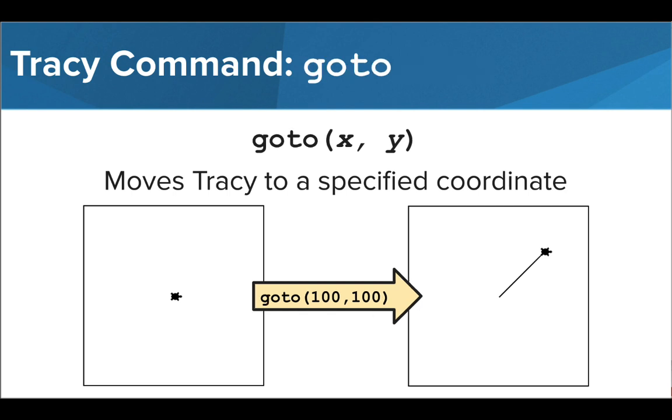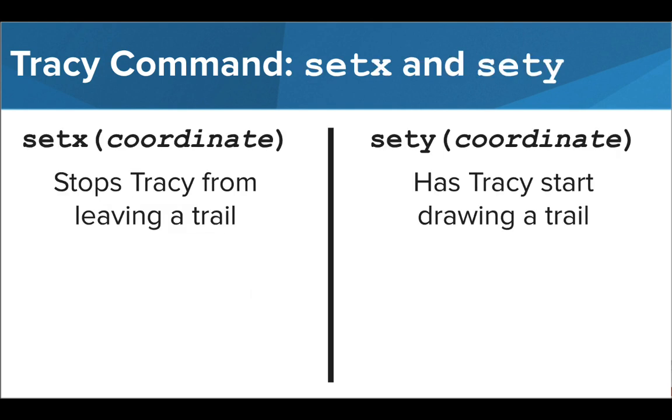The goto command works exactly the same as the setposition command, so feel free to use whichever command you feel more comfortable with to send Tracy directly to a coordinate point. The same way we can use the setposition or goto commands to send Tracy to a specific xy coordinate, we can use the setx or sety command to change only the x or y coordinate of Tracy's location.